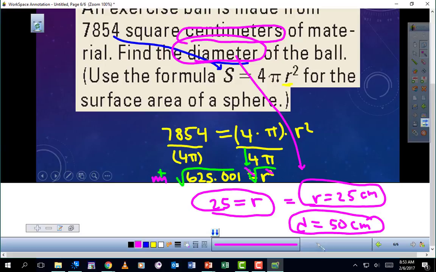Those are a couple problems that we've reviewed now, and I'm going to give you the rest of the period to work on the assignment.